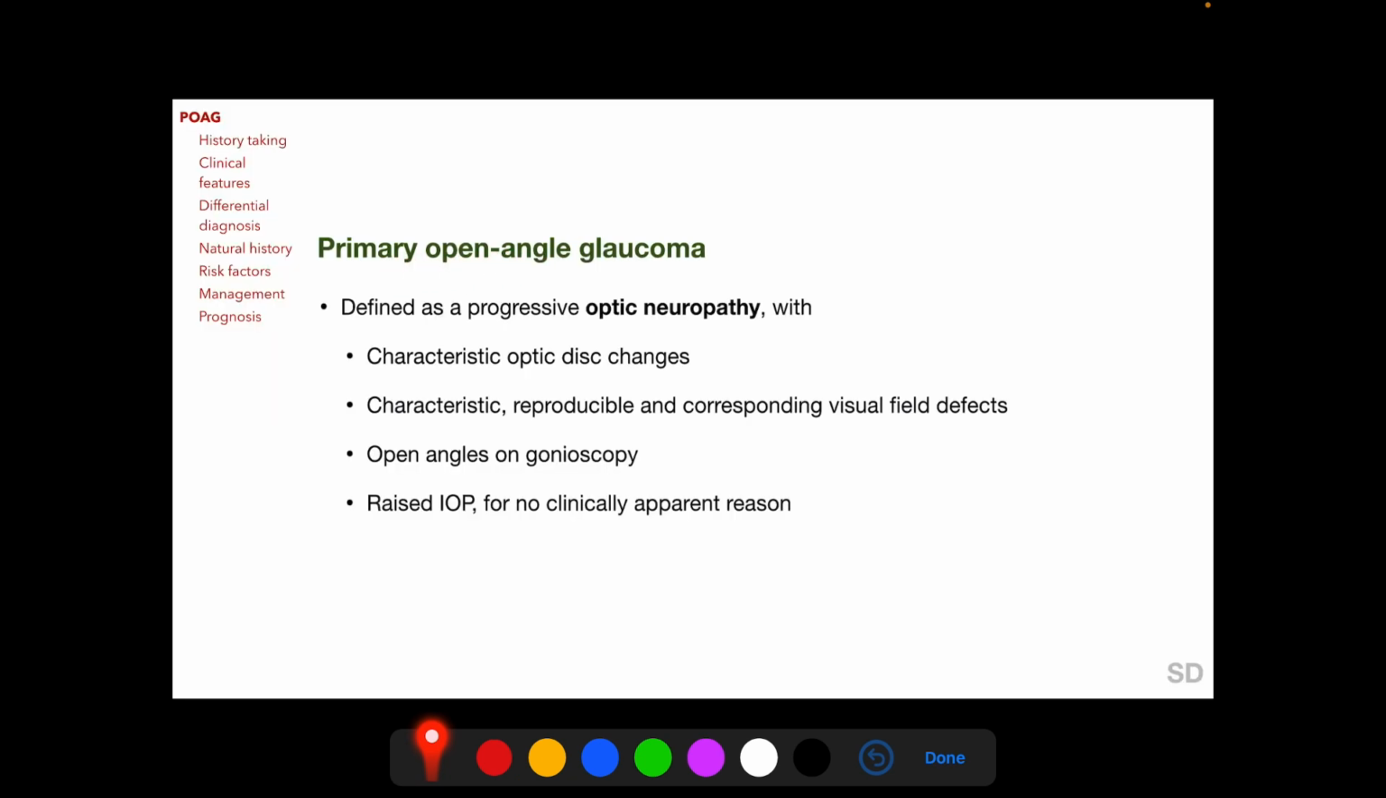Primary open-angle glaucoma is defined as a progressive optic neuropathy with characteristic optic disc changes, characteristic and reproducible visual field defects which correspond to these optic disc changes, open angles on gonioscopy, and raised intraocular pressure for no clinically apparent reason. So as we have discussed previously, glaucoma is basically an optic neuropathy with optic disc and visual field changes. And in primary open-angle glaucoma, the angles are open and the intraocular pressure is raised, although we cannot find any reason for the raised intraocular pressure.